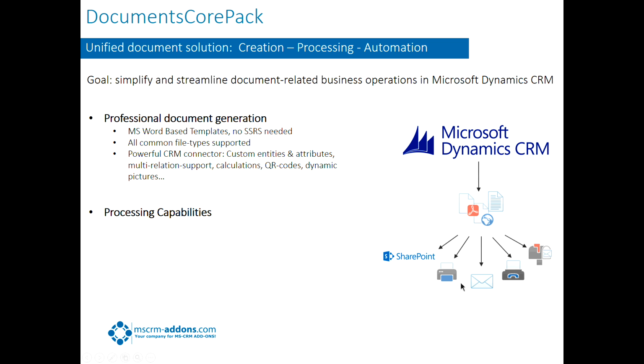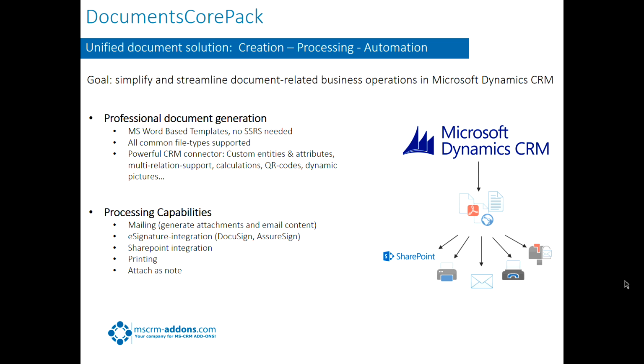For the processing capabilities, we have many different ways to output this. You can do a mailing, so generate attachments, or generate email content with this. It has e-sign signature integration; right now we're supporting DocuSign and AssureSign. It also has SharePoint integration, the ability to print, the ability to attach that document to a note on the CRM record, to attach it to an email or to a letter, and the list goes on.